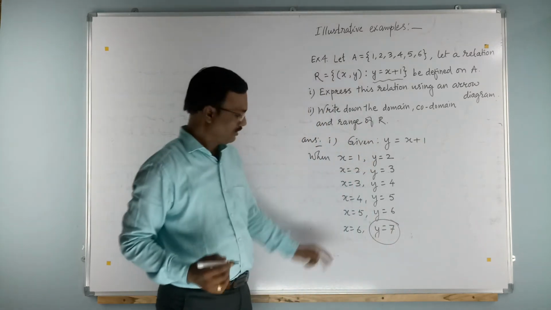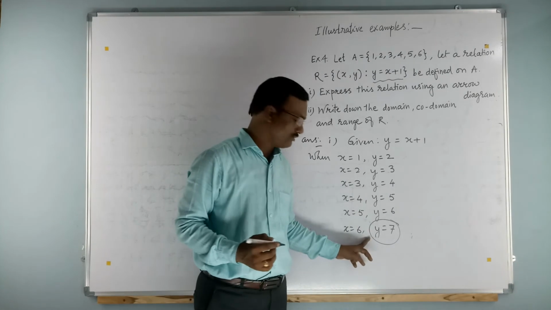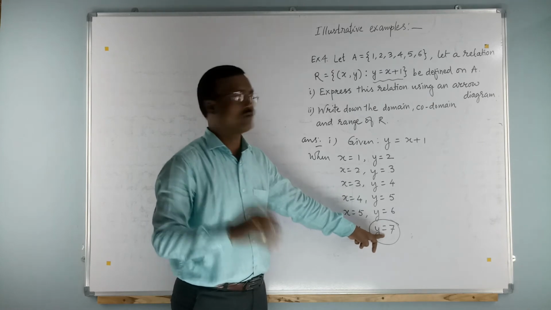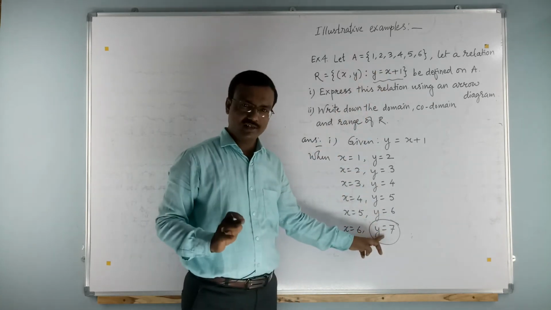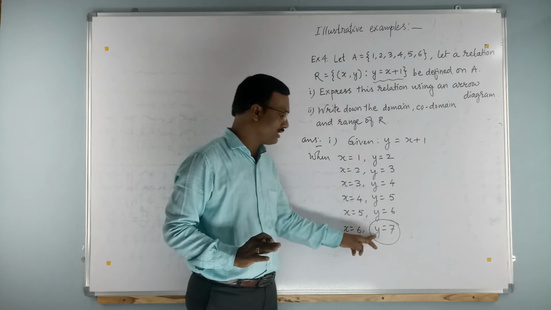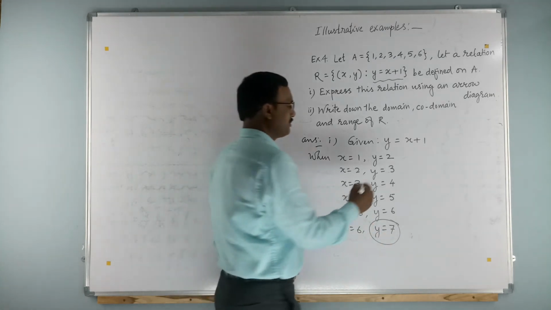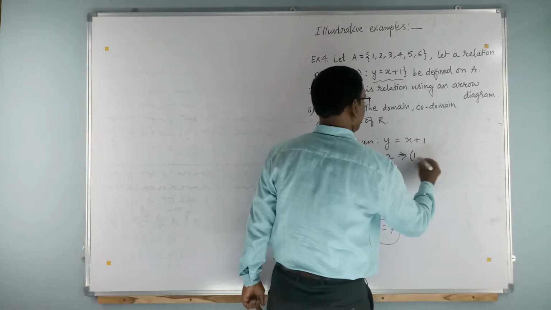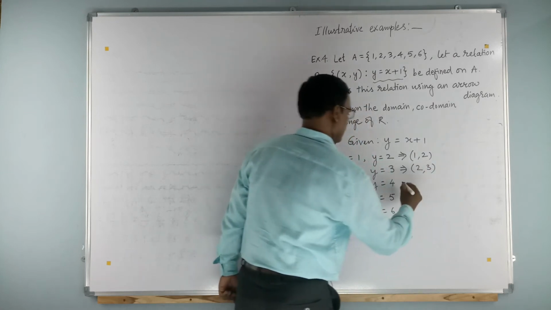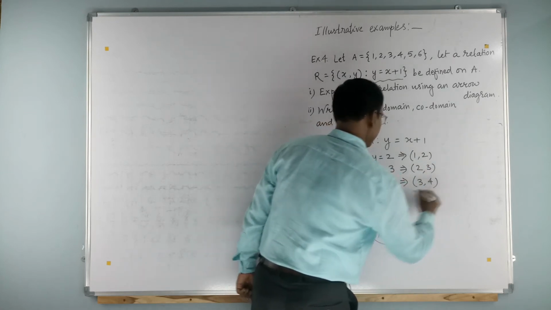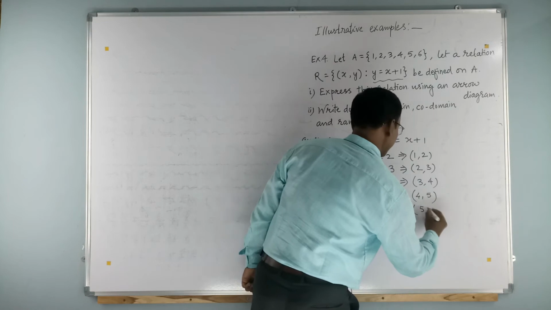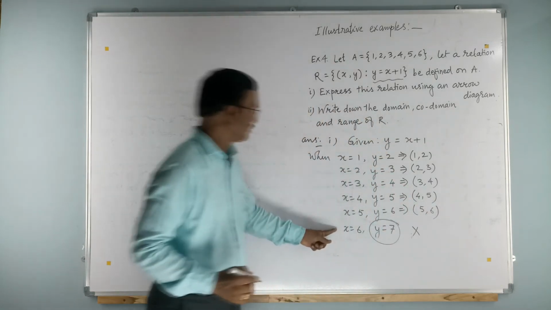See this situation. When the value of x is 6, the value of y comes up to be 7. This is not possible because this value also should be from the set A only. 7 is not there in A, so this value is not possible. So the pair x equal to 6, y equal to 7 is not possible. So which are the pairs then? This implies 1, 2; 2, 3; 3, 4; 4, 5; 5, 6. The 6, 7 is not a pair.